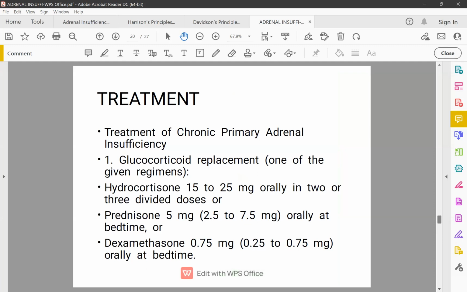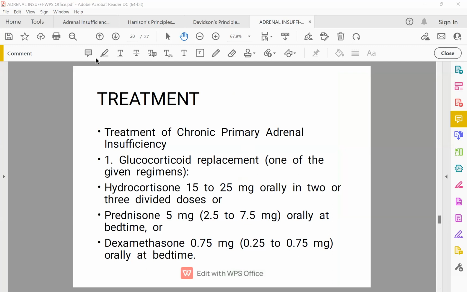Now come to treatment. For treatment of chronic primary adrenal insufficiency, we replace glucocorticoids, mineralocorticoids and androgens. First is glucocorticoid replacement. Either we give hydrocortisone, prednisone or dexamethasone orally. For hydrocortisone, the dose is 15 to 25 mg orally in 2 or 3 divided doses, with the highest dose in the morning: 10 mg in the morning, 5 mg in the afternoon and 2.5 mg in the evening. Next are prednisone 5 mg orally at bedtime, or dexamethasone 0.75 mg orally at bedtime.